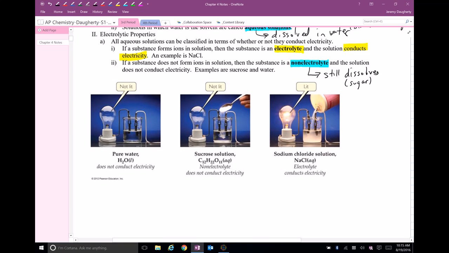So here are three examples. We have pure water. We have sucrose right there. And then we have sodium chloride. So sucrose is not going to light up the light bulb. Sodium chloride is going to light up the light bulb.